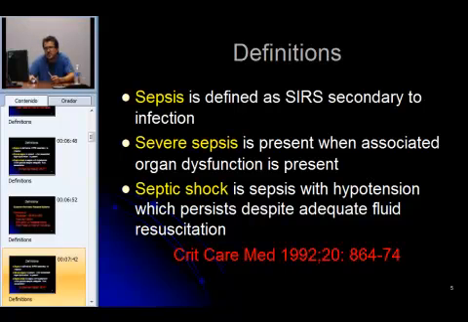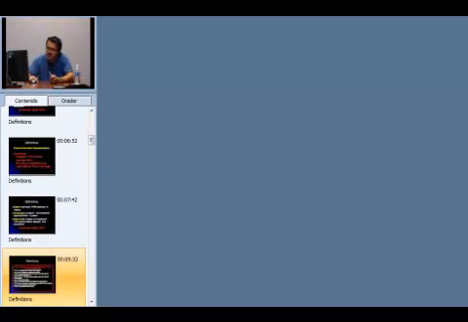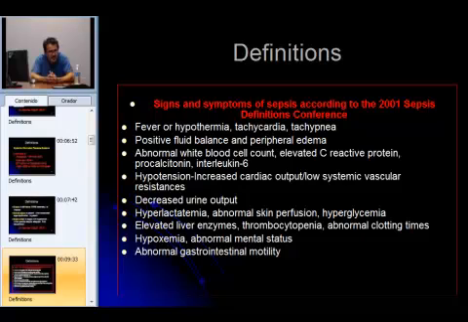And then septic shock is going to be patients that actually develop hypotension despite fluids, and then you have to give them vasopressors. So that definition, as I said, is extremely sensitive but poorly specific. Pretty much everyone in an ICU is going to have systemic inflammatory response syndrome.